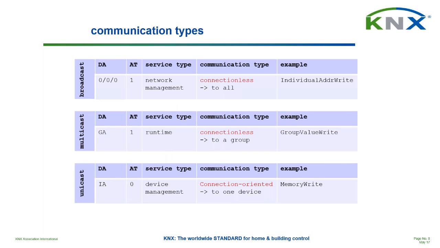Here we see a bit more detail on these different types of telegrams that we can distinguish. Again, we can distinguish 3 types: broadcast, multicast, unicast. We see again here what combinations are required. So destination address 0 with address type 1. This is for network management because it's broadcast. Broadcast literally means that it is intended for all devices of the network. So it's sent to all. That's by definition what the English word broadcast means, sent to all.